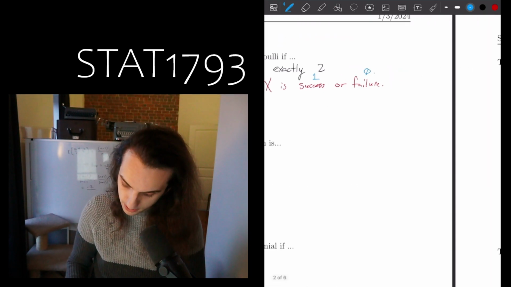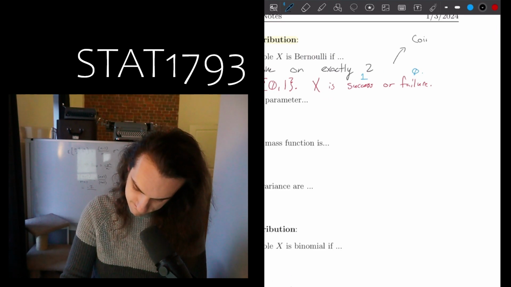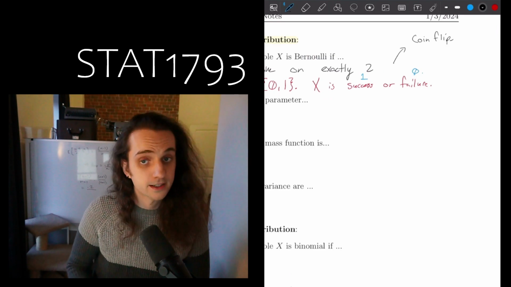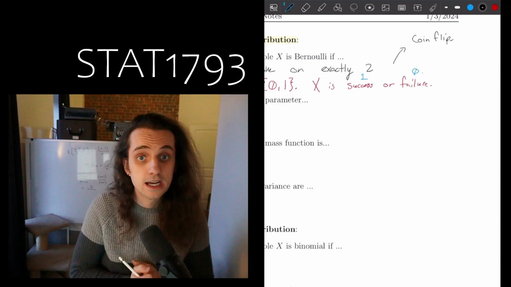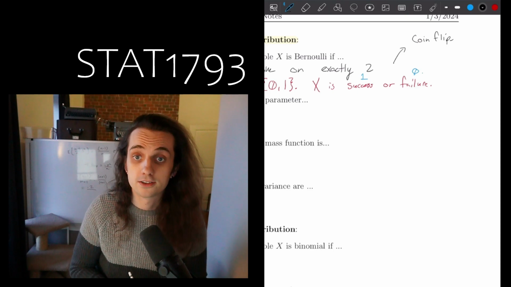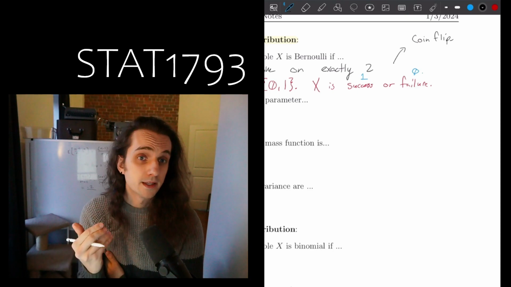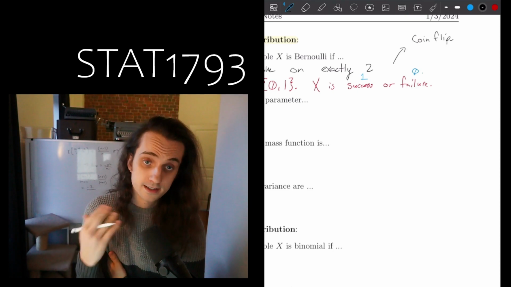So what might we think about here? Well, for instance, a coin flip, right? A coin flip can take on exactly two values. It's either heads or tails. Maybe we call heads a success, tails a failure. So that's exactly two different possibilities here, right? You might also think about something like a plane landing safely, right?